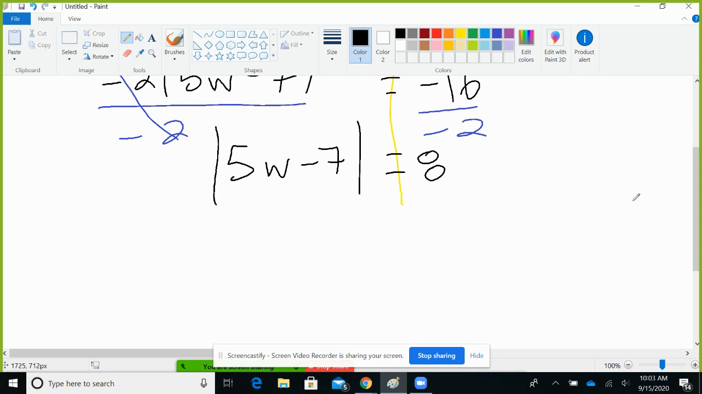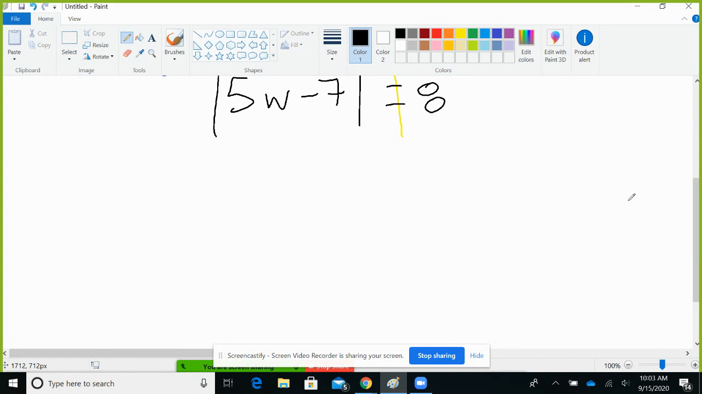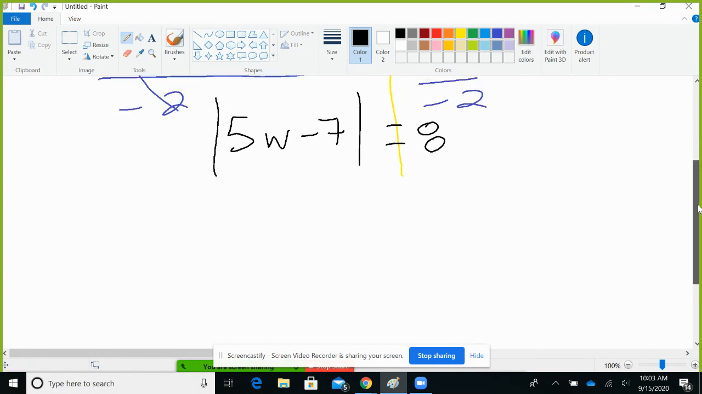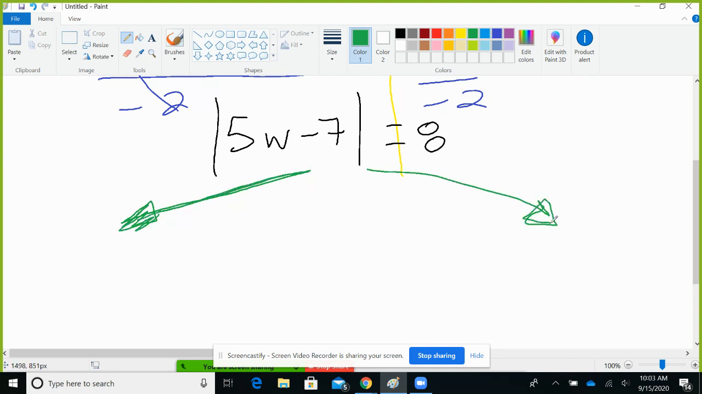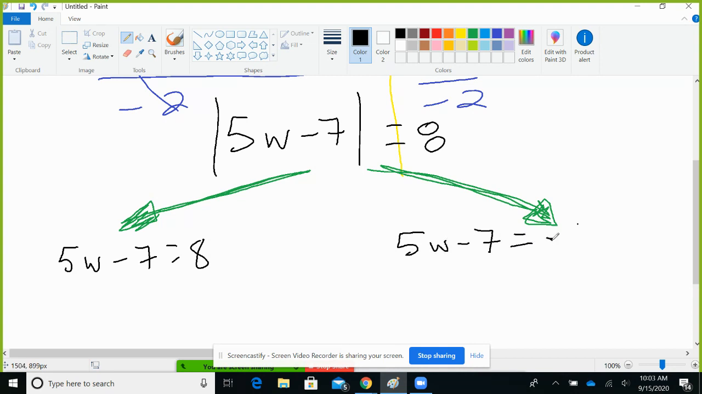So now you're back to an absolute value isolated on one side, and at this point, what do you do when you're solving absolute values? Man, solid, nice work. Make two separate equations. Two separate equations. So on this side, we have 5w minus 7 equals 8. And on this side, we have 5w minus 7 equals negative 8.